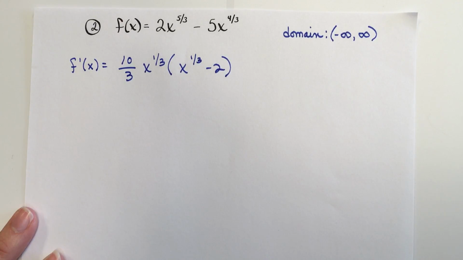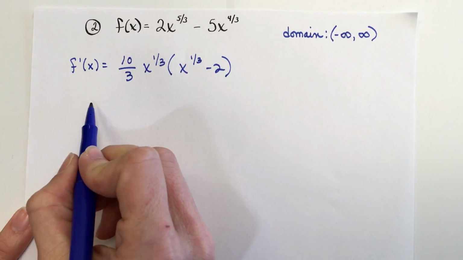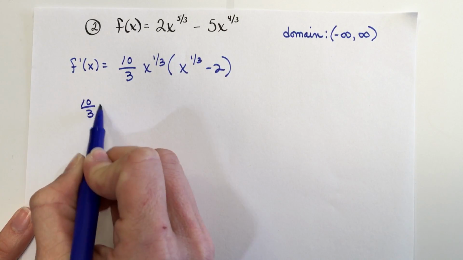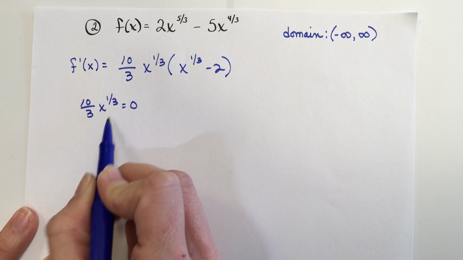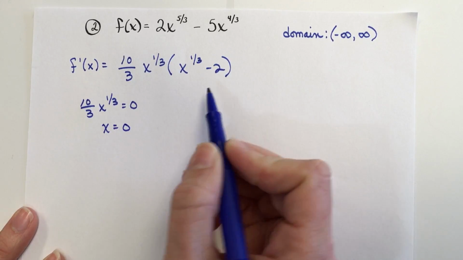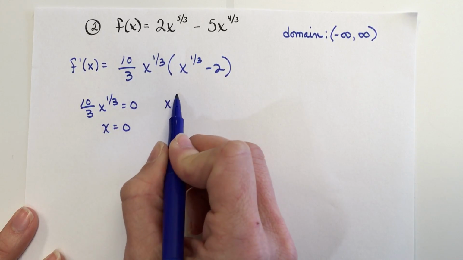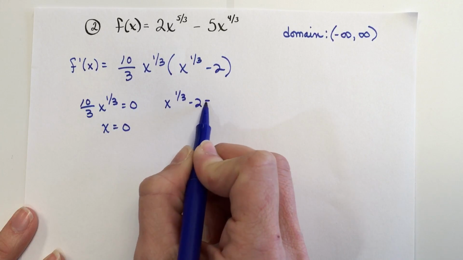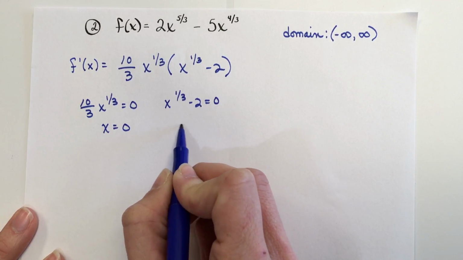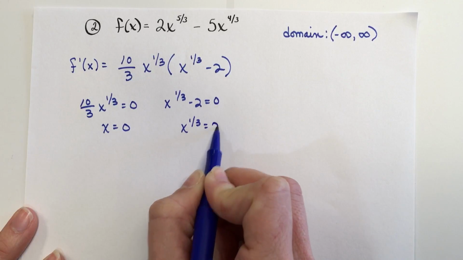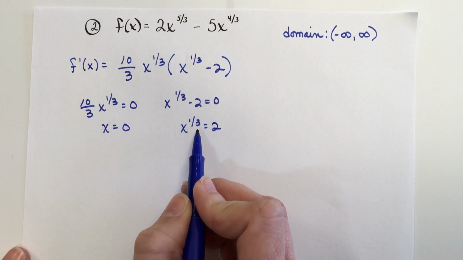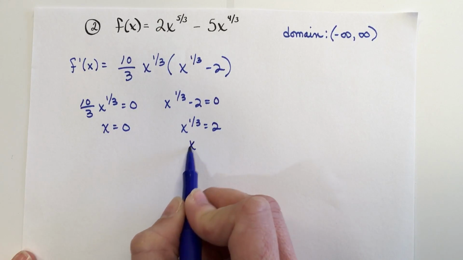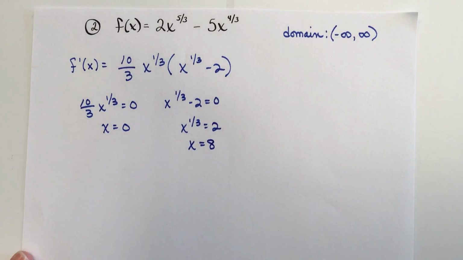Okay, so from here you're going to get your critical numbers, and that's going to be the values that cause this to equal 0. So you have your 10/3 x to the 1/3, set it equal to 0, and solve this. Then you're going to end up with x equals 0. And then we have x to the 1/3 minus 2. If you set this equal to 0 and solve it, of course, this being a 1/3 power, that's the same thing as cube root. Then what you're going to need to do is cube both sides. Therefore, you're going to get x is equal to 8.